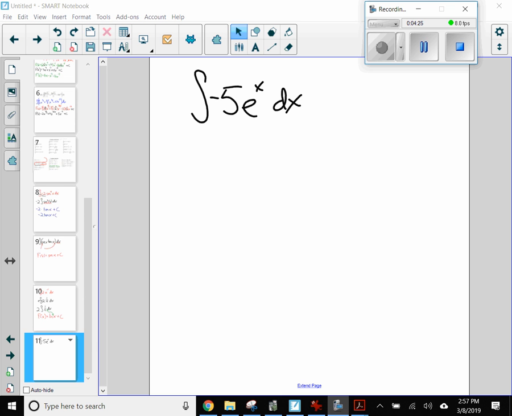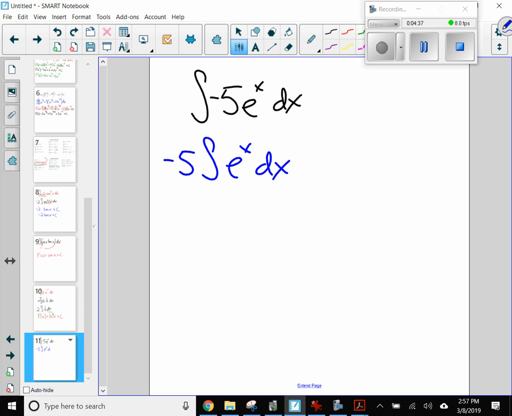How about this one, using e to the x? Well, again, I have a constant. I think I'll just pull that through my integral sign. So the integral of e to the x dx. What function has the derivative of e to the x? Well, e to the x has the derivative of e to the x. So this is going to be 5. Actually, that's a -5. -5 e to the x plus c.